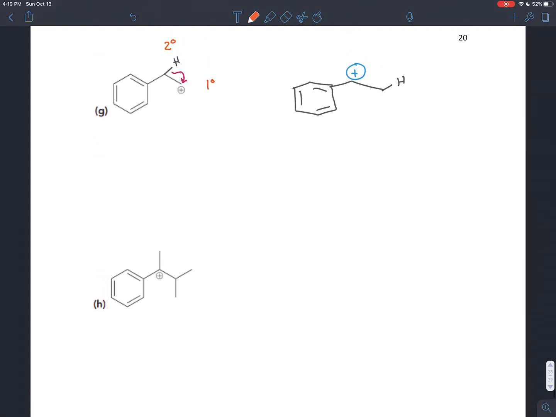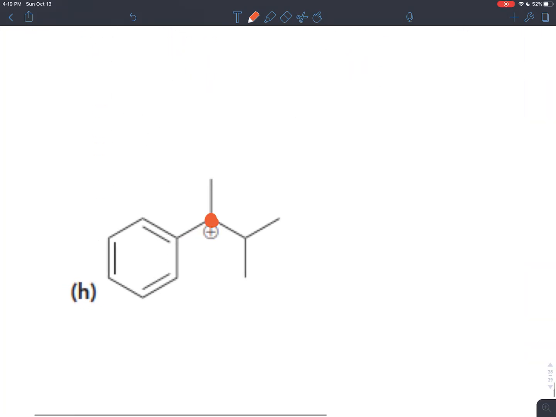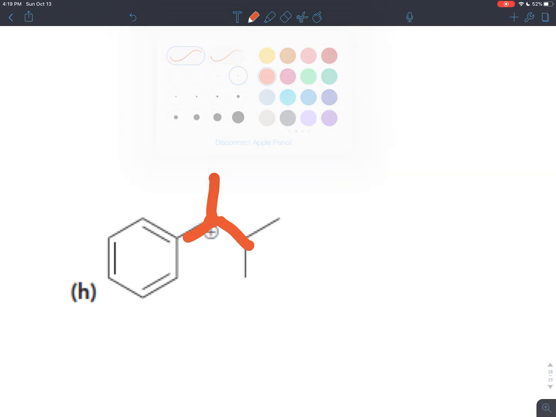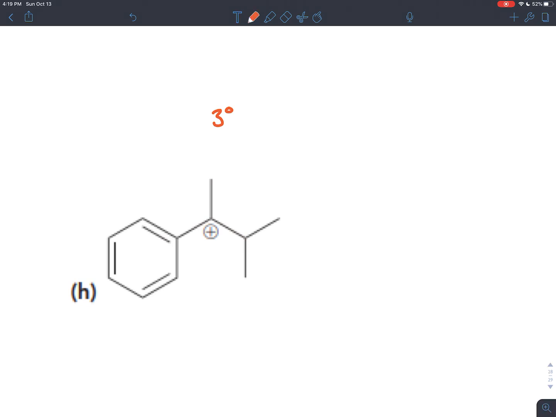And finally for H, in H, this carbon with the positive charge is bonded to 1, 2, 3 other carbons, so it's tertiary. If it were to move to the right, it would still be bonded to 1, 2, 3 other carbons, so that's also tertiary. If it were to move up, it would only be bonded to one other carbon, so it would be primary. And there is nothing that can change places to the left.